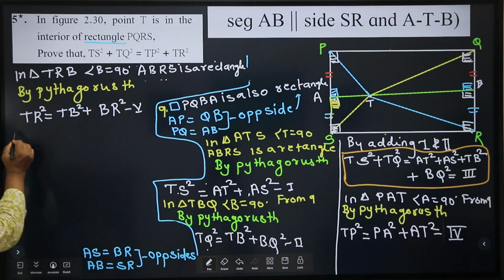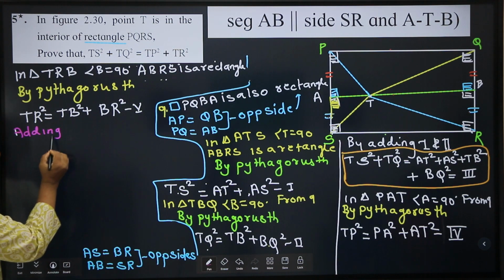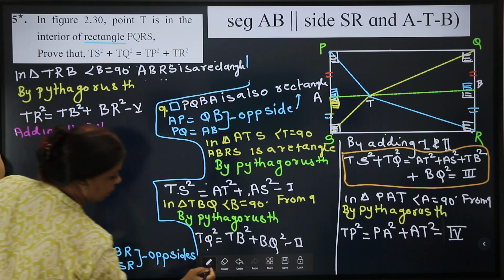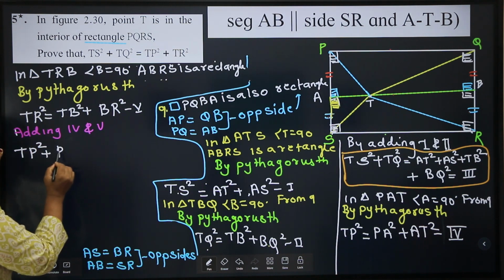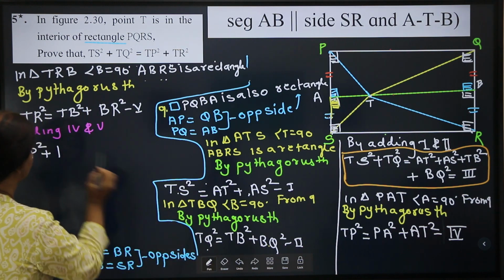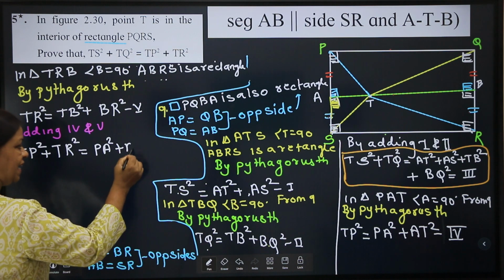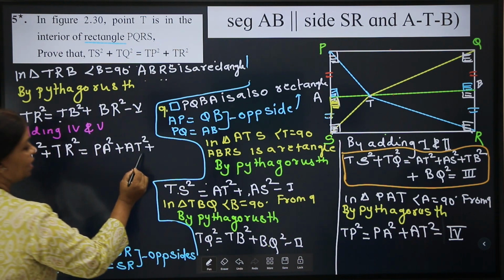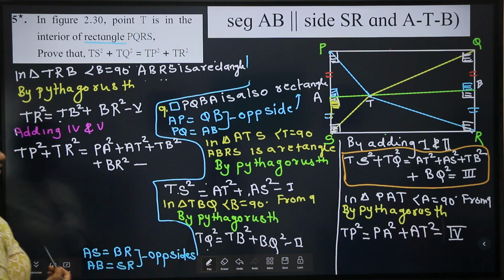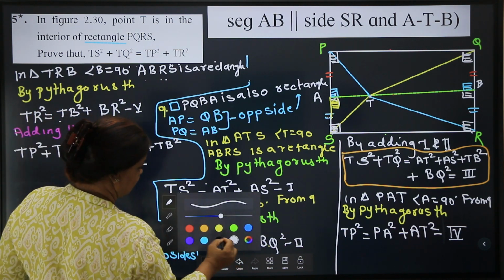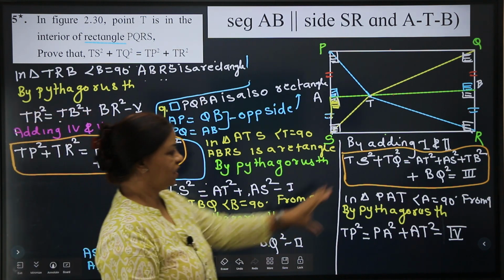So, I will be adding fourth and fifth. What do I get by adding fourth and fifth? I will be getting TP square plus TR square is equal to, TP value is what? PA square plus AT square plus TB square plus BR square. Now this is fifth. Let me take this statement as in yellow box. Now we will be comparing yellow box and yellow box.